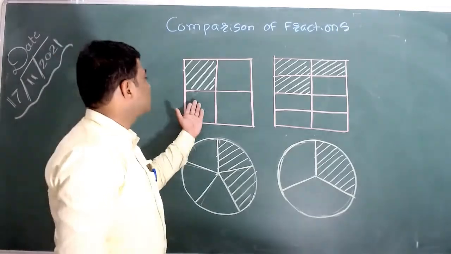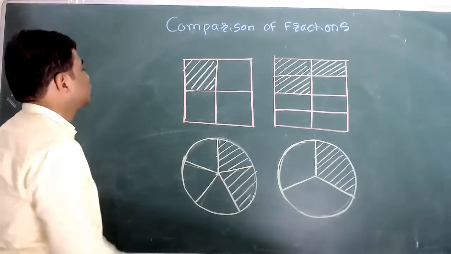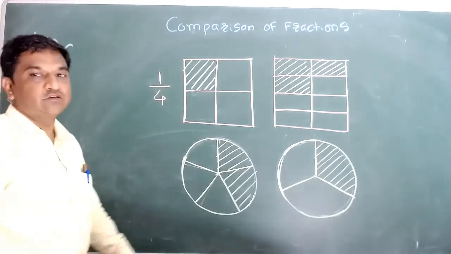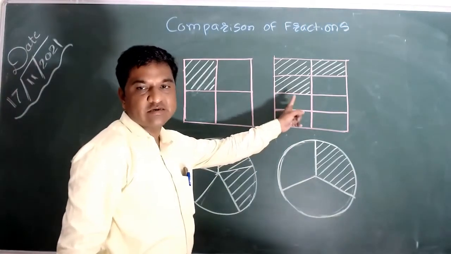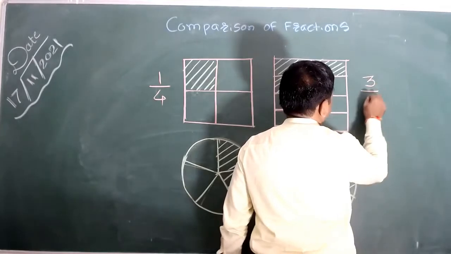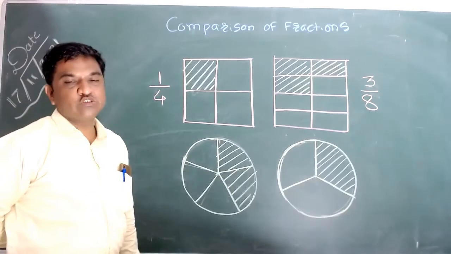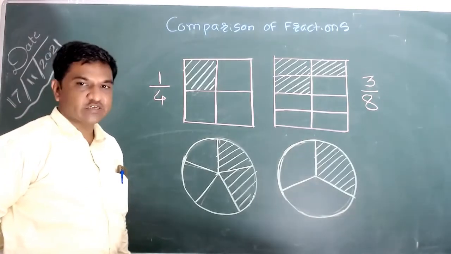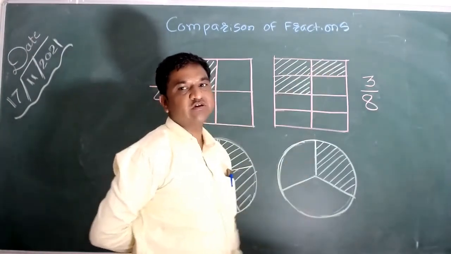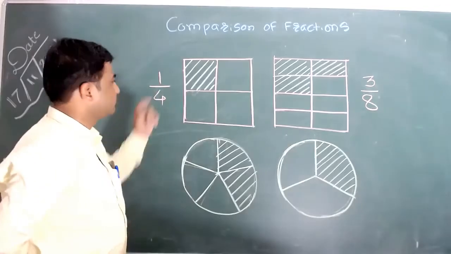You can see a square which is divided into 4 equal parts, and one part of this square is shaded. So the fraction of the shaded part is 1 out of 4. And you'll see a same-size square divided into 8 equal parts, and 3 parts out of 8 are shaded. By looking at the figure, can you tell me which square is shaded more? Definitely, you can see that this portion is extra shaded in this particular square. So 3 by 8 is bigger than 1 by 4.